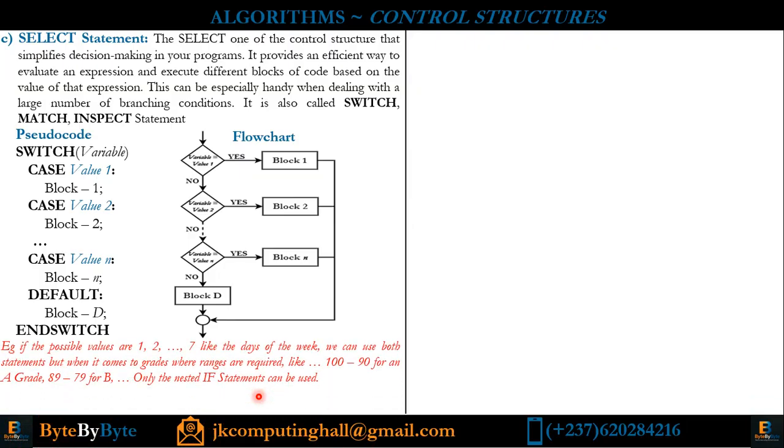For example, if the possible values are 1, 2 until 7, like days of the week, we can use both statements. But when it comes to grades, where we have ranges, like 100 to 90 for an A grade, 89 to 79 for a B grade, and so on, only the nested if statement can be used.